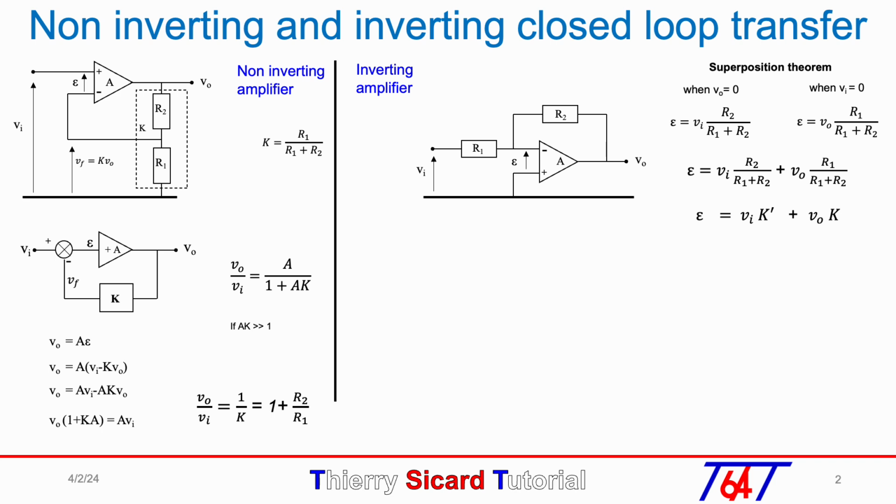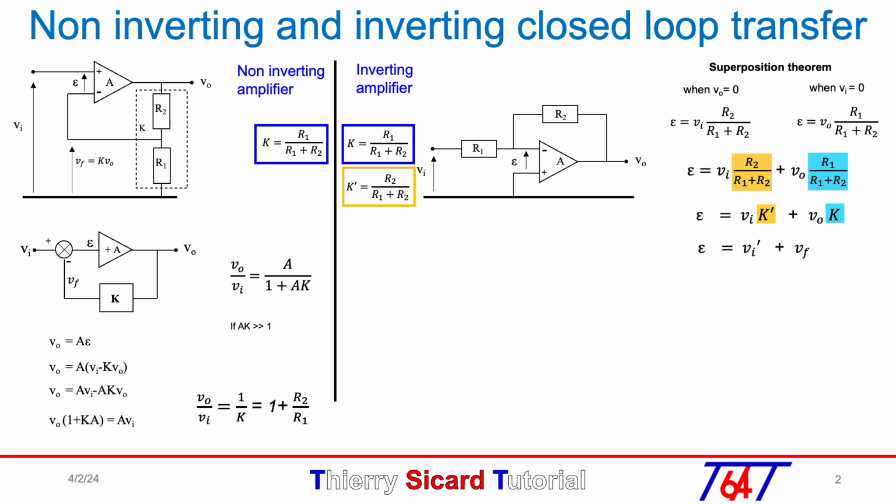In the epsilon equation, we recognize the factor K equal to R1 over R1 plus R2 as the one used in the non-inverting amplifier. But we need to define a second one, K prime equal to R2 over R1 plus R2. So we can write down epsilon equal Vin prime plus Vf, where Vin prime equal Vin times K prime, and the feedback voltage Vf equal K times Vout. In comparison, the epsilon in the non-inverting amplifier is equal to Vin minus Vf.